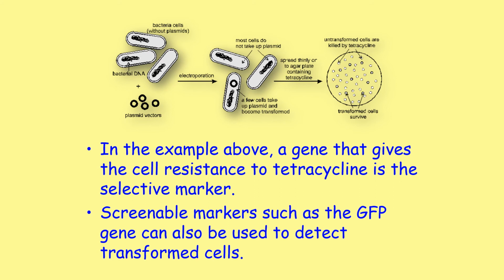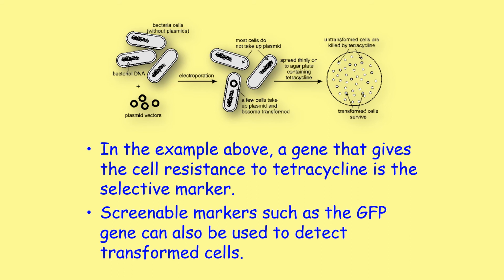Now, those 2 cells at the top that don't have the plasmid, they don't have the tetracycline resistance gene, so they're not going to grow. They're going to be killed. So we know which cells to grow in our fermenter because they're the ones that will grow on this particular plate. We don't have to use selective markers like this, which usually are antibiotic resistance genes.